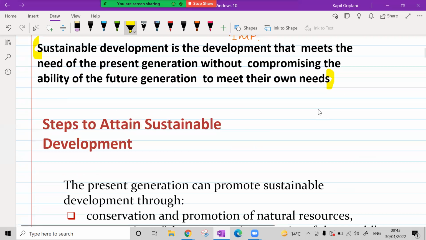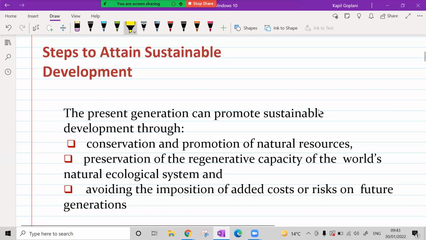Then what are the steps we can take for sustainable development? Charu, can you read out these 3 points for me, beta? Yes, sir. The present generation can promote sustainable development through conservation and promotion of natural resources, preservation of the regenerative capacity of the world's natural ecosystem, and avoiding the imposing of added cost or risk on future generations.